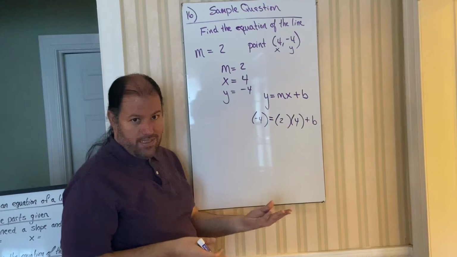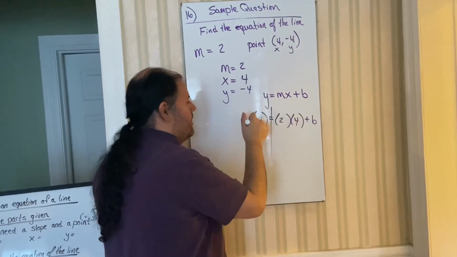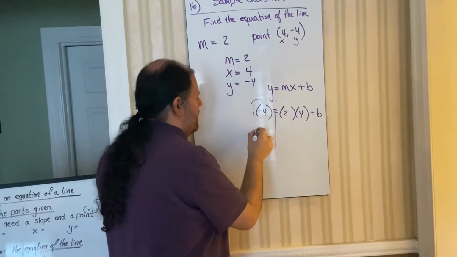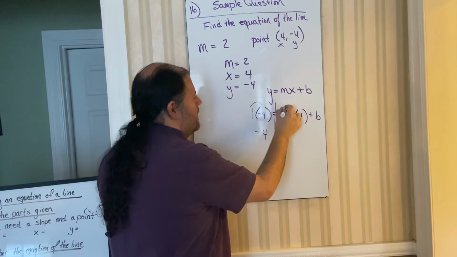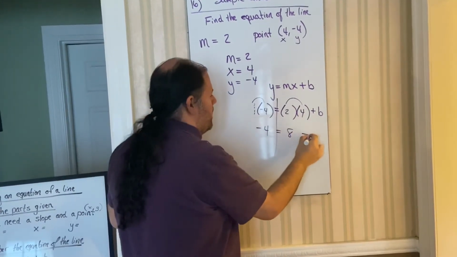Once you have this plugged in, simplify. Remember, simplify just means distribute. Get rid of the parentheses. So 1 times negative 4 is negative 4. And over here, distribute. 2 times 4, 8.